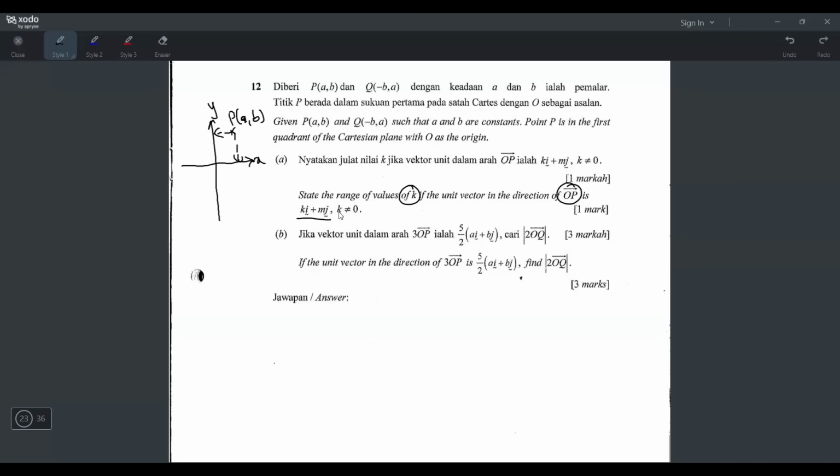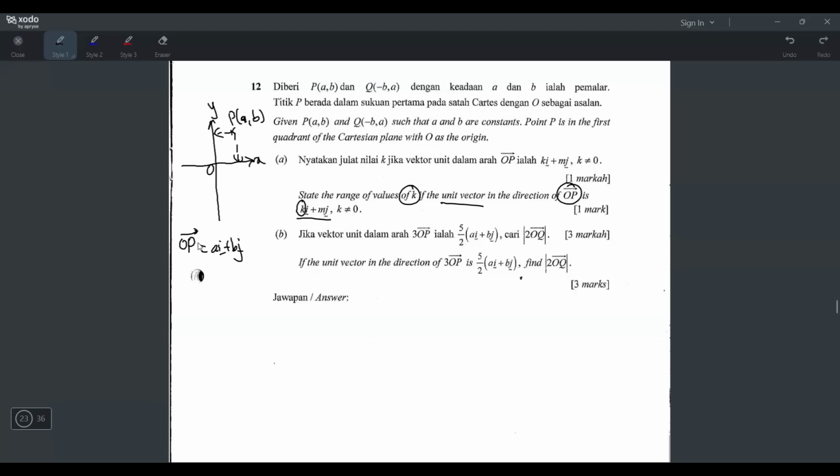Okay, how to do this question? Let's think about this. So we already know O, this is O, right? So they want to find the unit vector. The unit vector of OP is ki plus mj, and they say k is not equal to 0. And we all know k is the value here, the value for i, and they want to state the range. Okay, so how do we do it? First of all, what is vector OP? What is vector OP in terms of i and j? O to P will be ai plus bj, right?